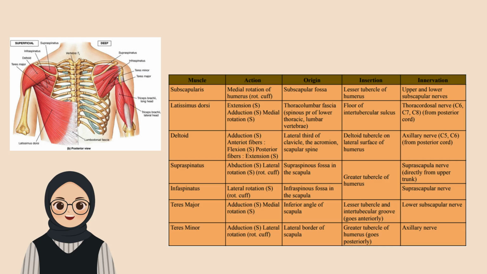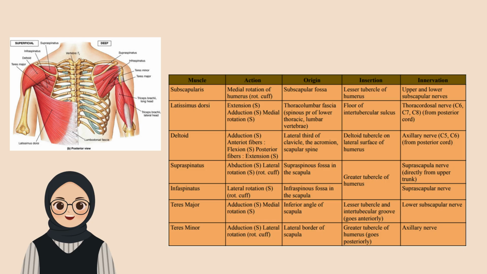And then latissimus dorsi. Action: extension, adduction, and medial rotation. Origin is thoracolumbar fascia, spinous processes of lower thoracic and lumbar vertebrae, and the insertion is floor of intertubercular sulcus. And innervation is thoracodorsal nerve, C6, C7, and C8 from posterior cord. C is cervical.